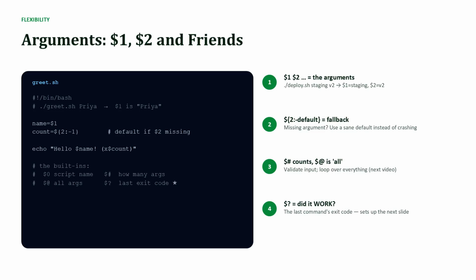The other built-ins. $# counts the arguments. Perfect for validating input. $@ means all of them, which matters for loops next video. And $? holds the last command's exit code. Did it actually work? That little variable is the bridge to decision-making, which is exactly where we go next.